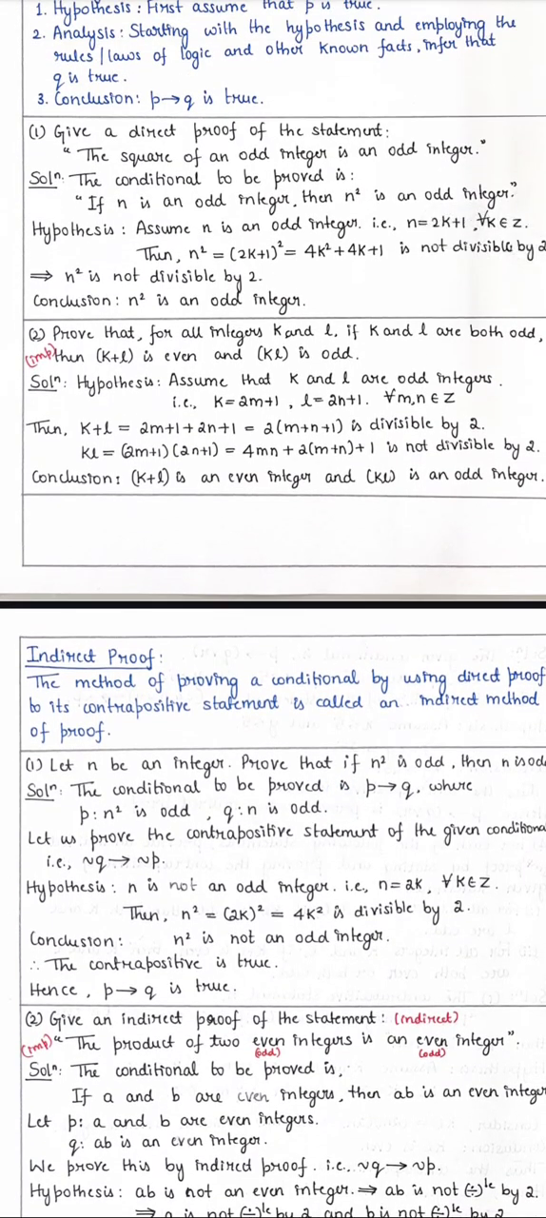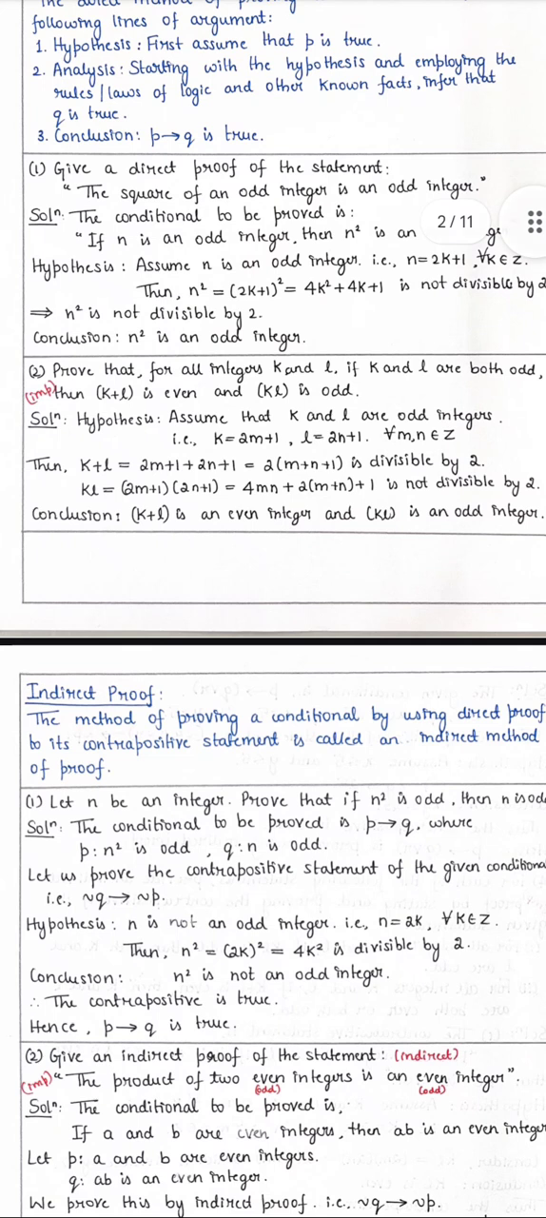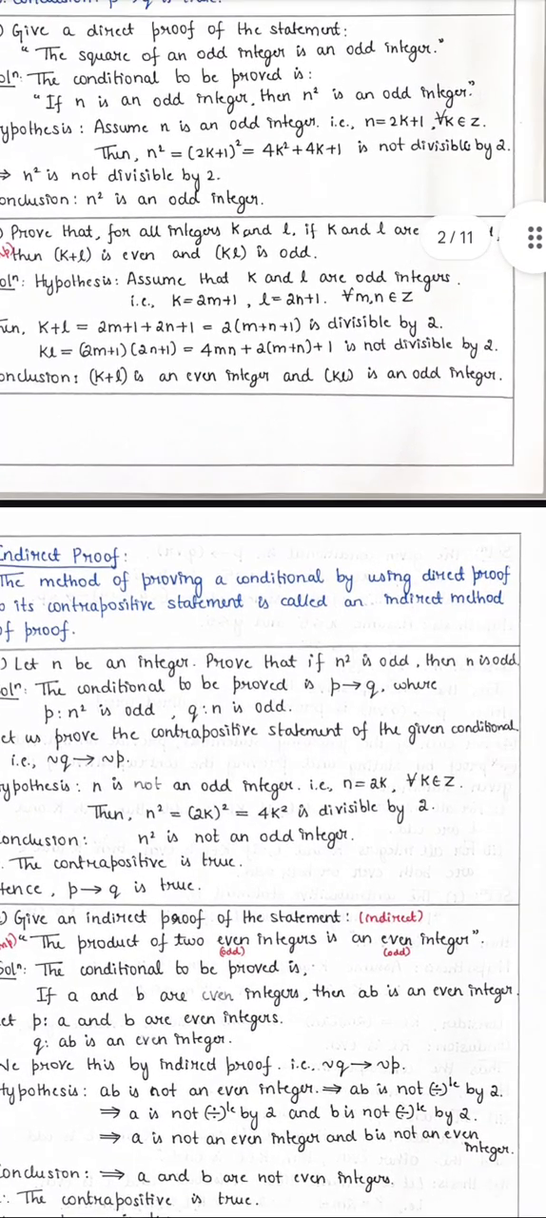k plus l equals 2m plus 1 plus 2n plus 1. That is the addition of k plus l. Then we will have 2 times (m plus n plus 1), which is divisible by 2. kl equals (2m plus 1) into (2n plus 1), which is 4mn plus 2 times (m plus n) plus 1, not divisible by 2 because plus 1 is there. Conclusion: k plus l is an even integer and kl is an odd integer.